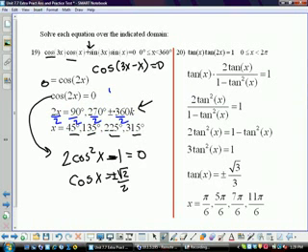Meaning, you will have 45, 135, then you'll have to add 180 times k. So you get 45 plus 180 is 225. 135 plus 180 is 315. Those are your answers.